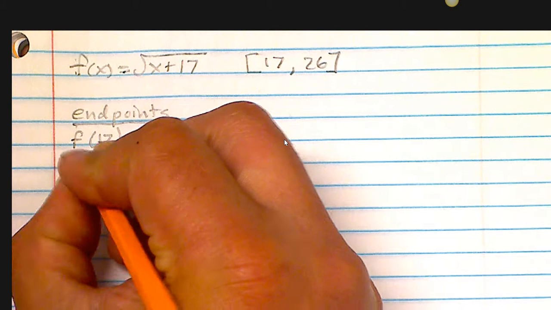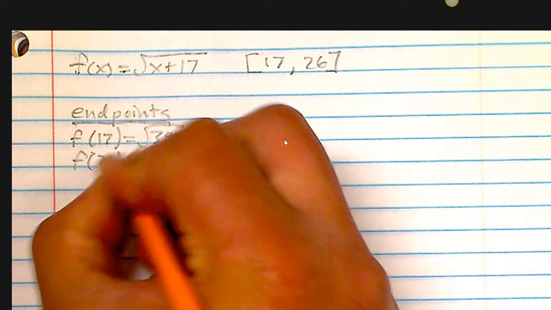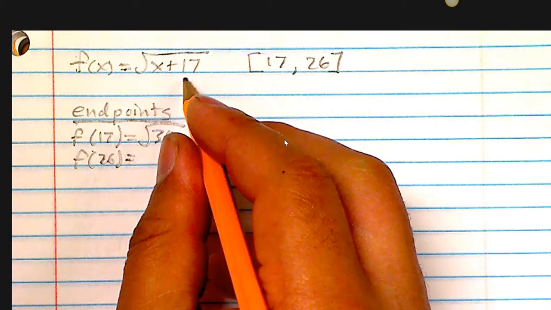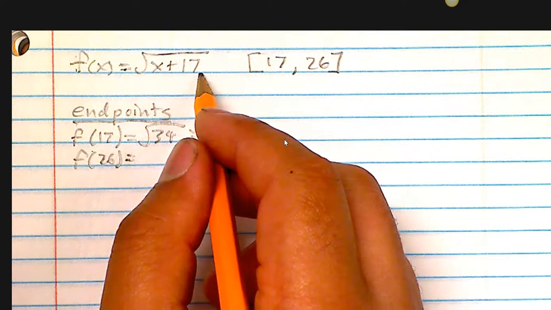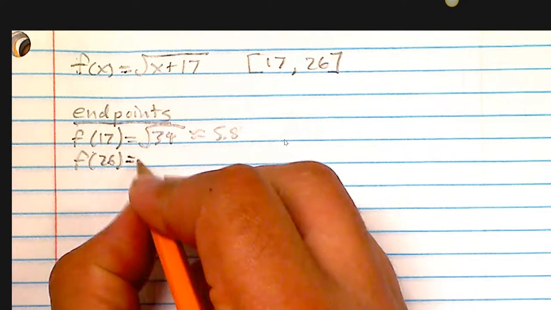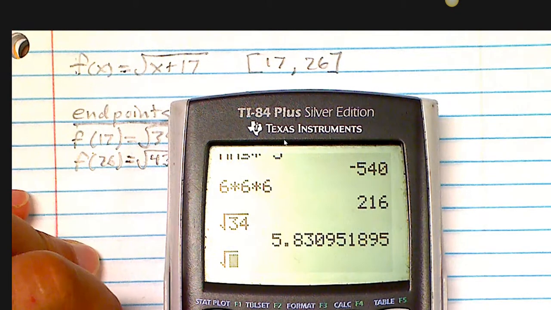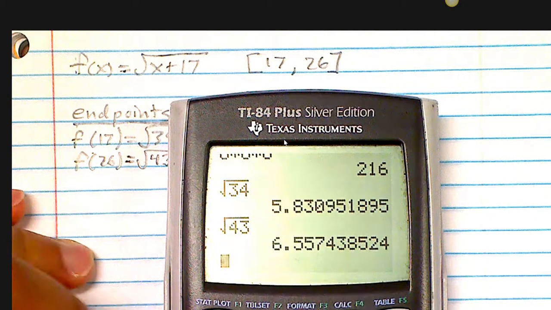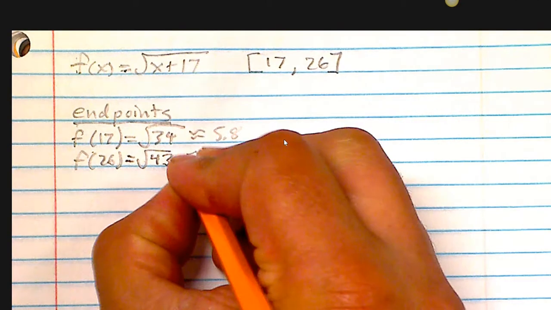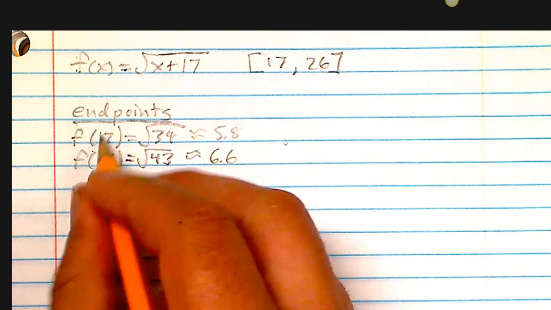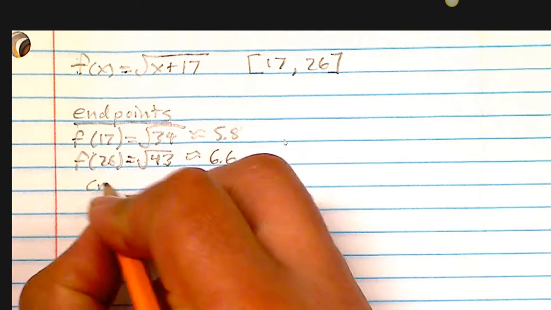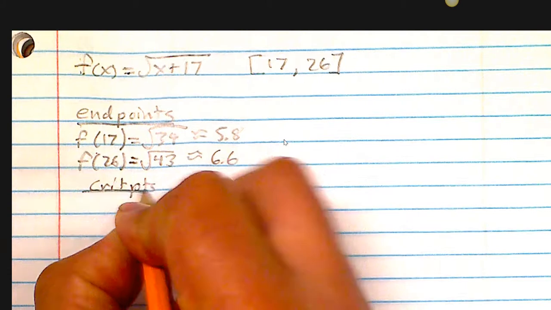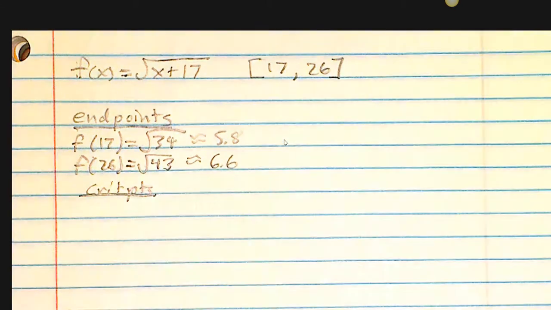F of 26 ends up being 26 plus 17, which is 43, square root of 43. So 6.6 roughly. Now obviously this is bigger, but I also have to find critical points. Okay. Alright, and I have to evaluate those.